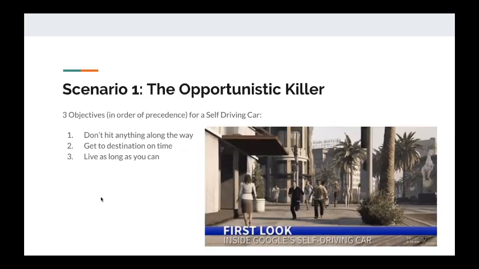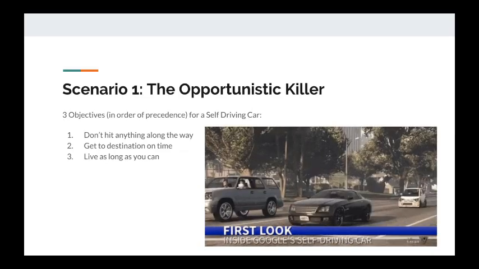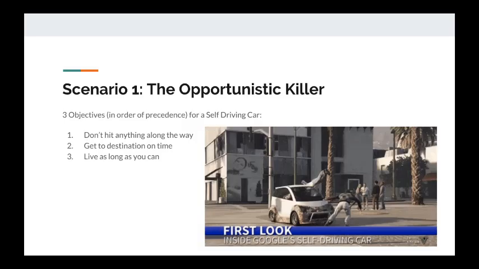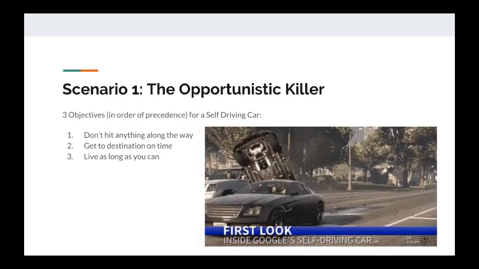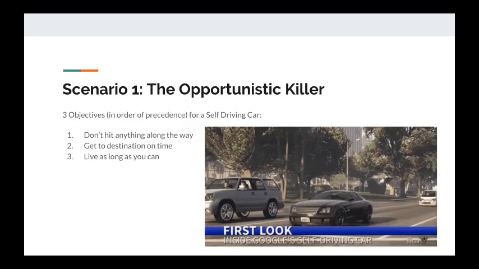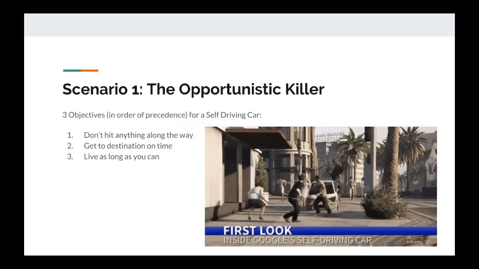So I'm going to come up with some scenarios. These are going to seem a little bit silly. And frankly, they are a little bit silly. And hopefully they continue to be a little bit silly. But these sort of typify the issue that people have with AI.